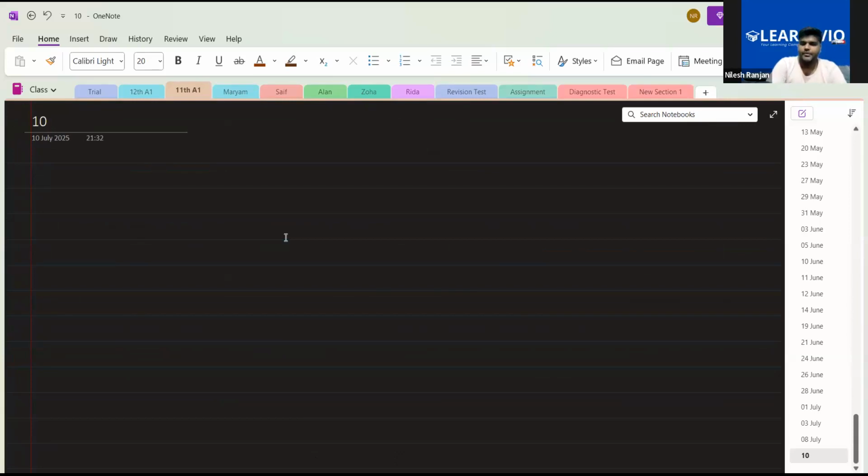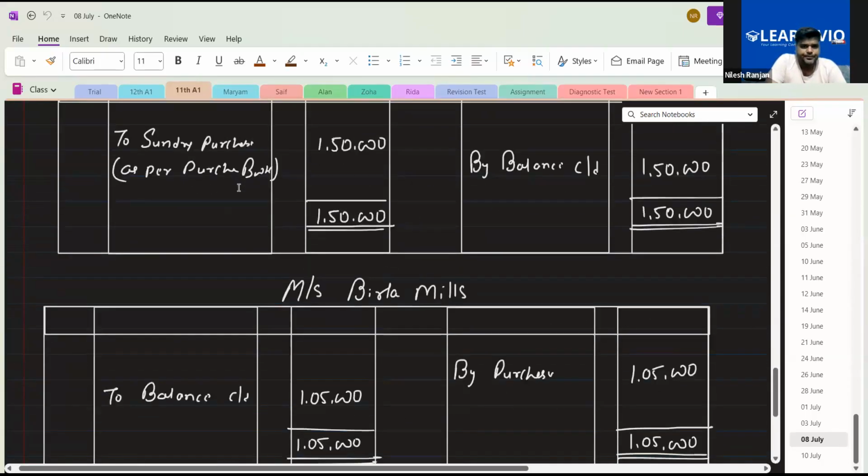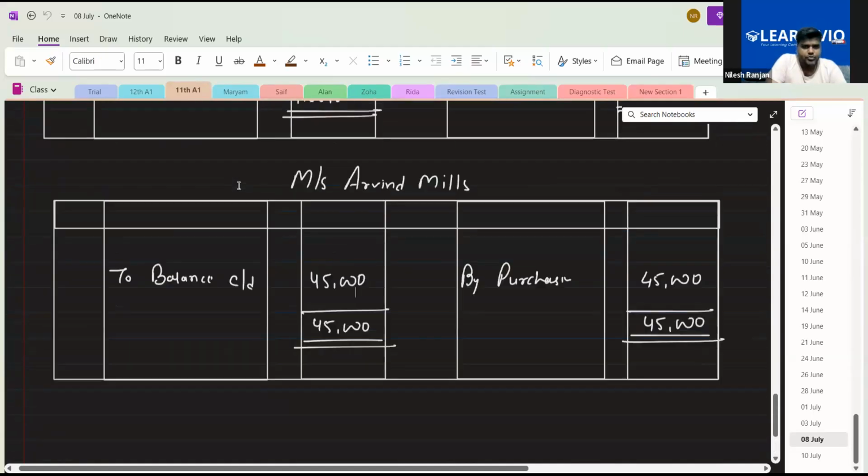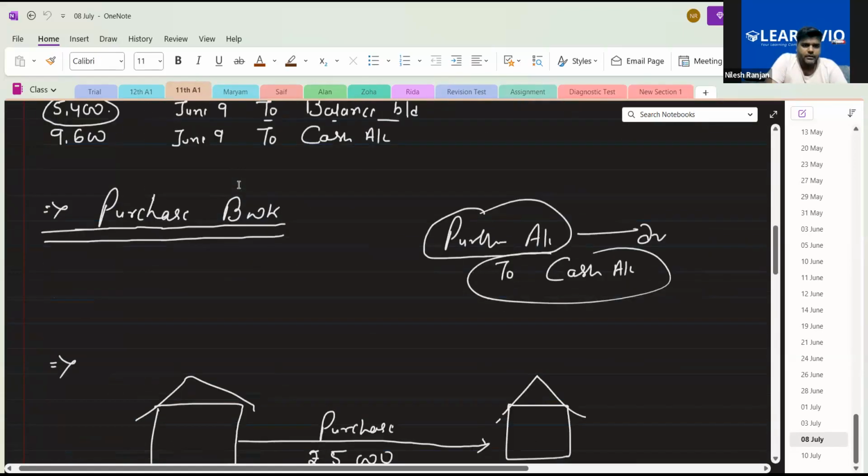Okay, so in our previous class, we completed the petty cash book and then we started the purchase book. I told you that the purchase book and sales book formats are the same. There is no change.